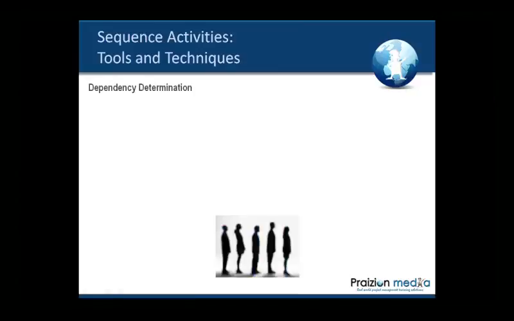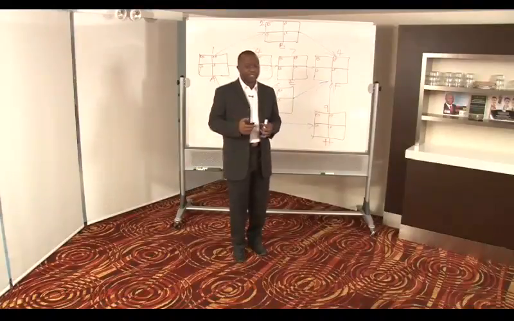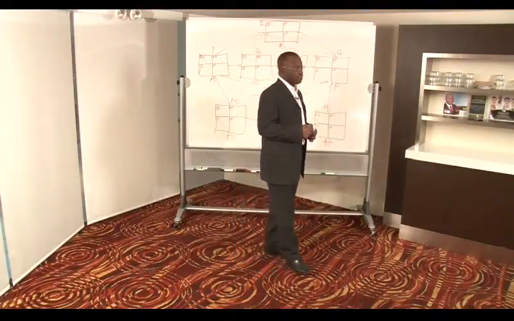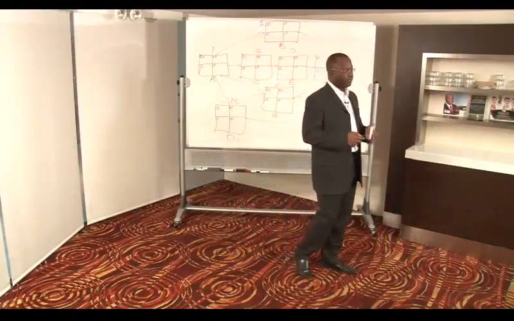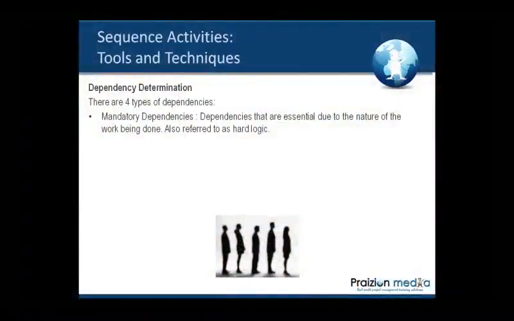We also talk about another topic here in the area of time management, and that is dependency determination. In the world of dependency determination, we have different dependencies that we need to think about. We have 4 types of dependencies talked about in the PMBOK. We have the mandatory dependency. Mandatory dependencies are also known as hard logic. These are due to the nature of work being done.